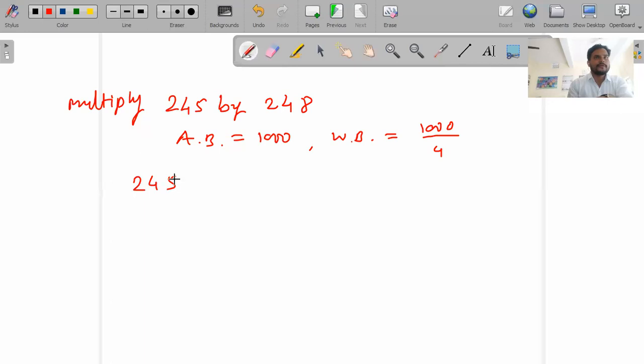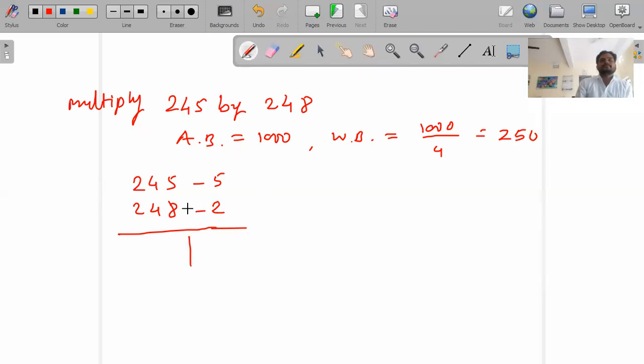So 245 and 248 are there. What is the working base? 1000 by 4, that will be 250, because these two numbers are near to 250. That's why I am taking this base. So what will be there? Minus 5 and minus 2. Because 245 minus 250 will be minus 5, and 248 minus 250 will give you minus 2.